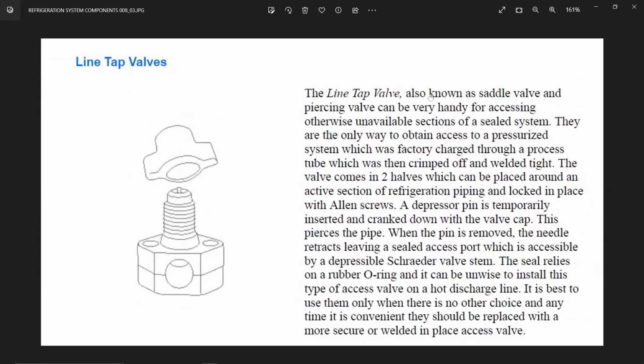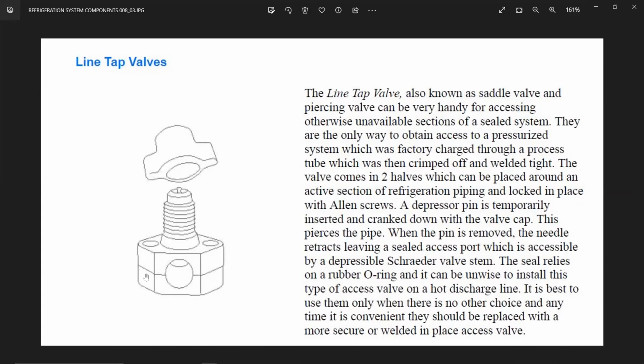Line tap valves are known as saddle valves, and they are piercing valves. मतलब you see एक पाइप जा रहा है तो उसके ऊपर ये valve को लगा दिया और compress कर दिया, ठीक है, and they are very handy for accessing otherwise unavailable sections of the system. They are the only way to obtain access to a pressurized system which was factory charged through the process of tube trim top. मतलब basically ट्यूब के बीच में आपने वो valve लगा दिया है, and there is no flange connection to connect the valve.